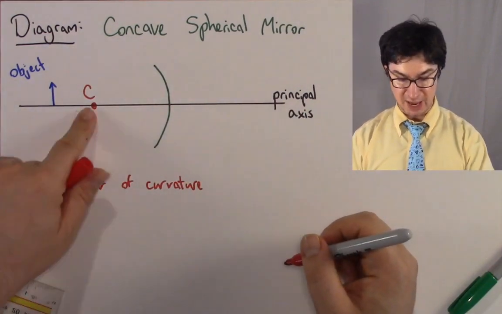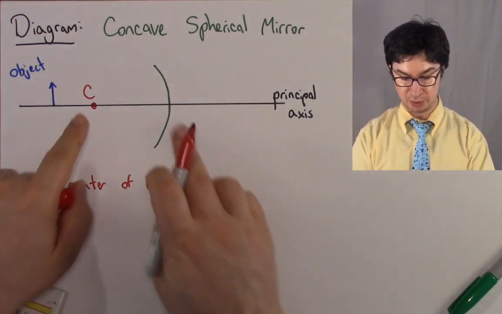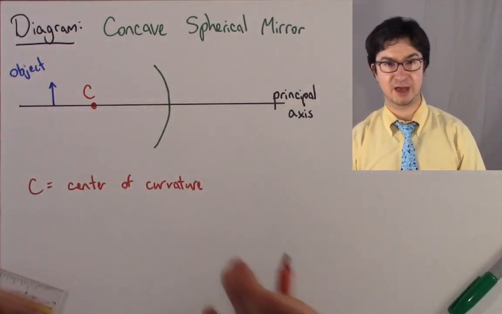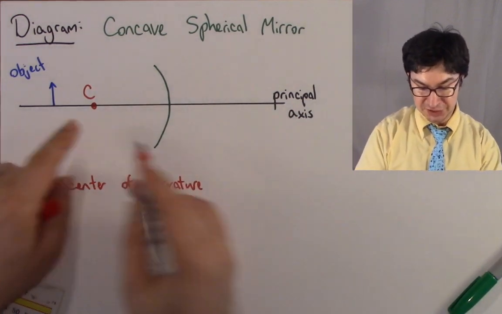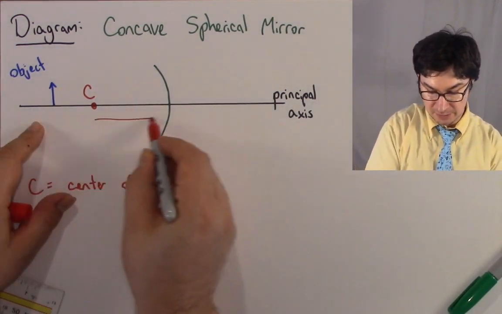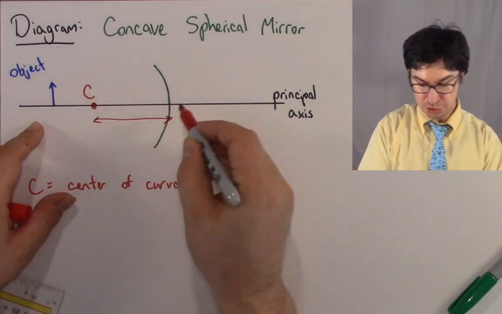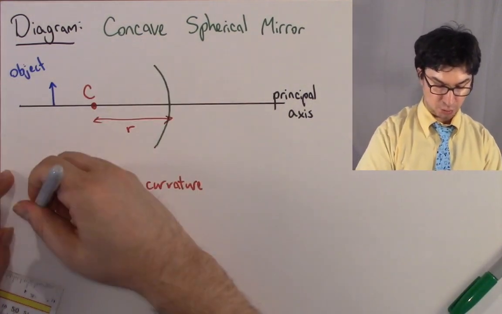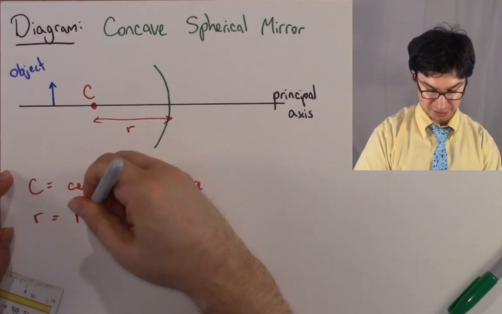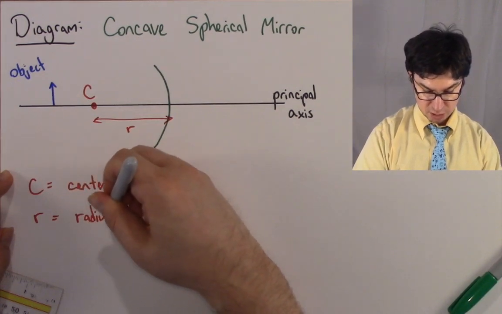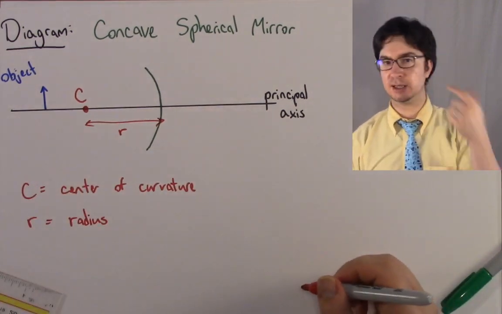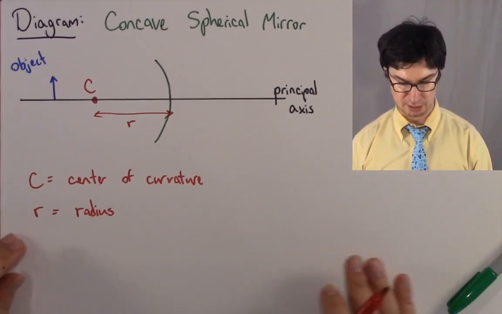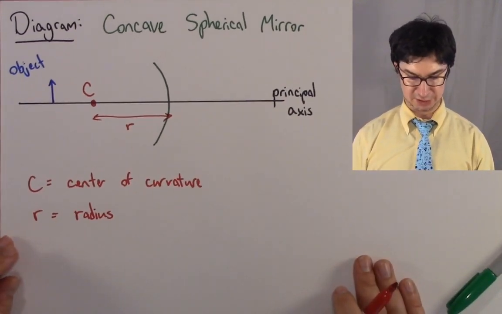Okay? Now, there's another very important characteristic of these spherical mirrors. All spheres, like all circles, have a radius. And so this distance from the center of curvature to the mirror itself is going to be called the radius r. So r is going to be equal to the radius. And the radius could be in meters, it's often in centimeters, but the unit really doesn't matter in this case.